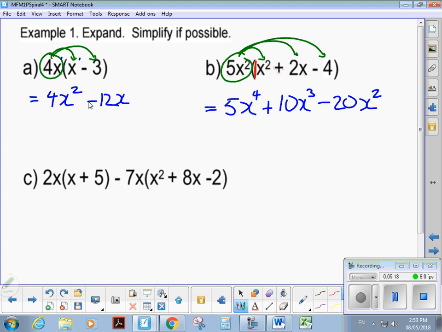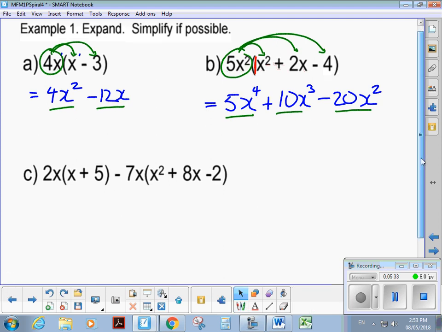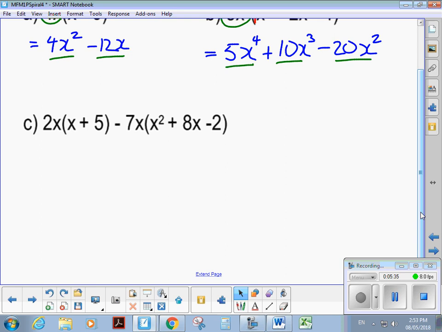So if you look at the ones we just completed, x squared and x, not like terms. So you're done. You have x to the 4th, x cubed, x squared. So this is going way back to spiral 1. Those are not like terms. You cannot combine them together. They are separate.